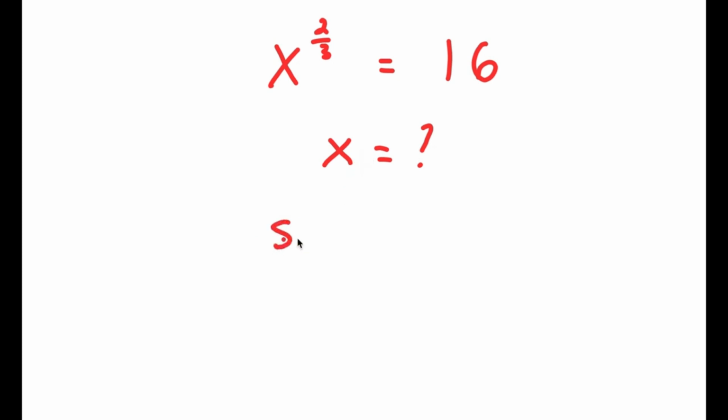Alright, so in this equation, I have x to the power of 2 over 3 is equal to 16. So my only variable in this equation is x. So that's the variable I'm going to be solving for. And now for my solution.